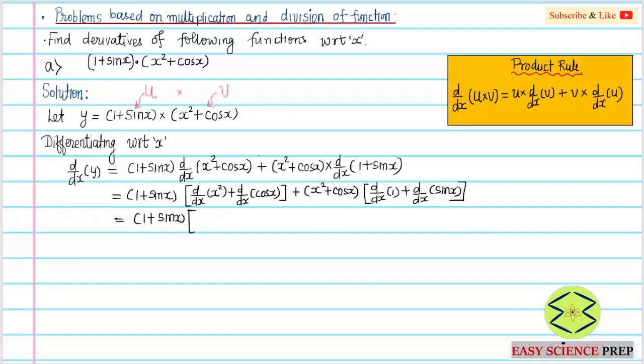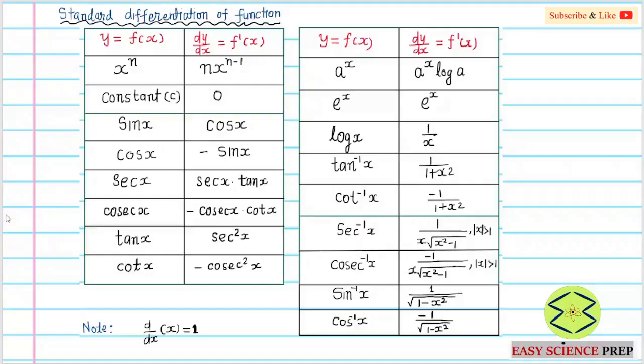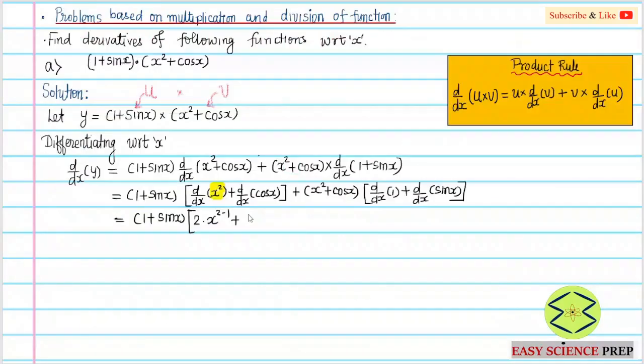So x square is similar to x raised to n, and by this time you must be remembering the derivative of x raised to n is n times x raised to n minus 1. Here n is 2, so 2 into x raised to 2 minus 1, plus the derivative of cos x. Let me show you the table. The derivative of cos x is minus sin x. Please apply proper brackets so that there is no chance of error. x square plus cos x, nothing to do, as it is.